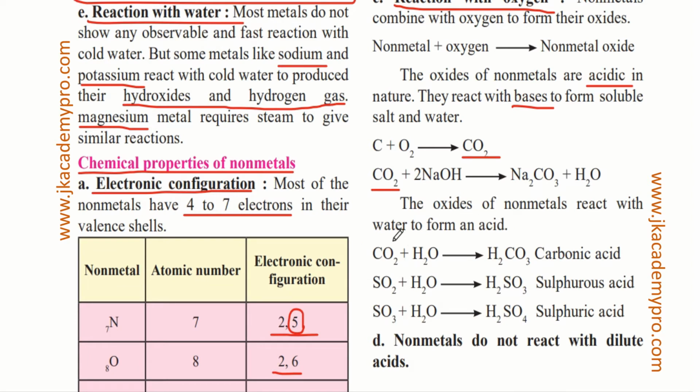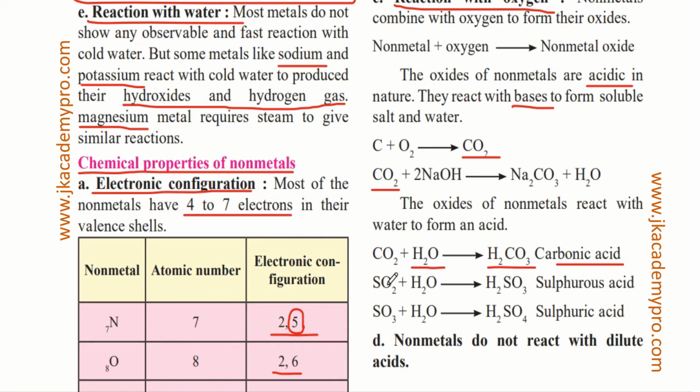So here are a few examples of oxides of different nonmetals, and on reaction with water, that is H2O, they give us different types of acids. So let us see these examples. The first example is CO2, which is carbon dioxide. This is an oxide of carbon. Carbon dioxide on reaction with water gave us H2CO3, which is carbonic acid.